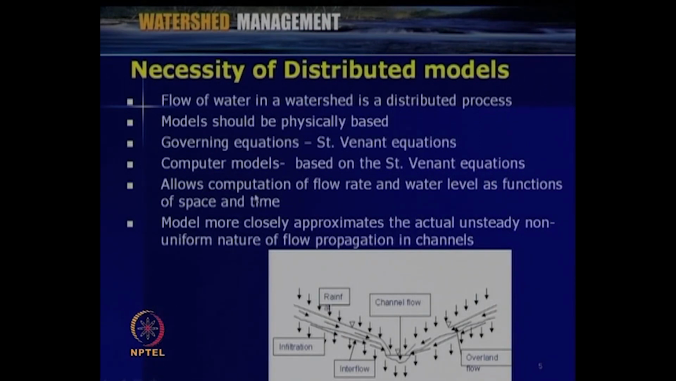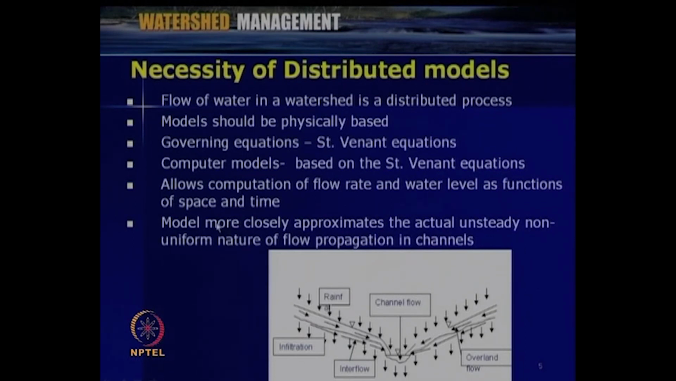The computer models allow computation of flow rate and water level as functions of space and time. Say for example, if this is the watershed, then you can see the overland flow here, and this overland flow component is joining the channel. So, channel flow is taking place. If you want to identify with respect to space and time how the variation is taking place, we have to solve the Saint-Venant equations either in one dimension or two dimensions, and then we can identify the flow rate, the water level, and then the time to peak, the peak discharge, etc.